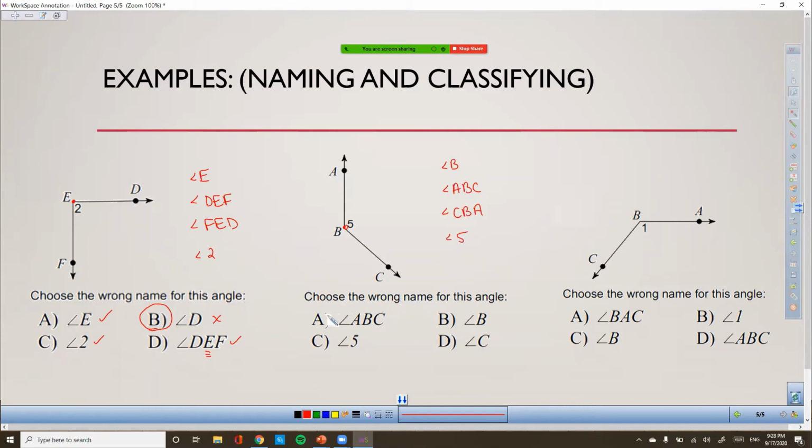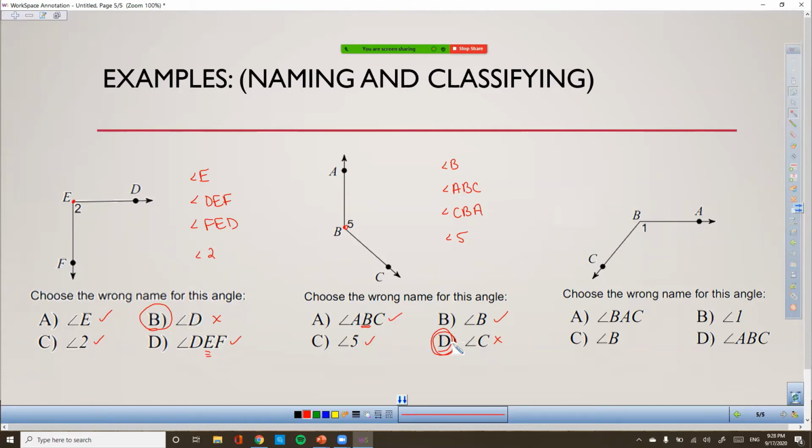Let's see which one is the wrong way. Can I name it angle ABC? Yes, because my vertex is in the middle. Can I name it angle B? Yes, because that's my vertex. Can I name it angle 5? Yes, because that's the number in the middle. But can I name it angle C? No, this point right here is not going to determine my angle. So I cannot name it angle C. That's my answer.